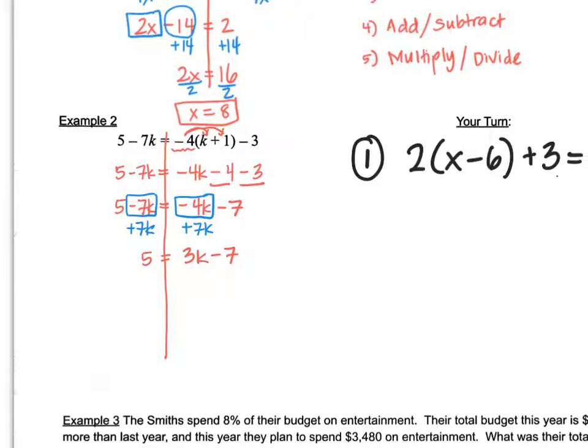Okay, this is just a two-step equation now. There's my variable. There's my constant circled. I want to add or subtract, so I'm going to add 7 since it's a -7. So let's add 7 over here. That's 12. 5 plus 7 is 12. I have 3k there. Then let's divide by 3. And k is 4.